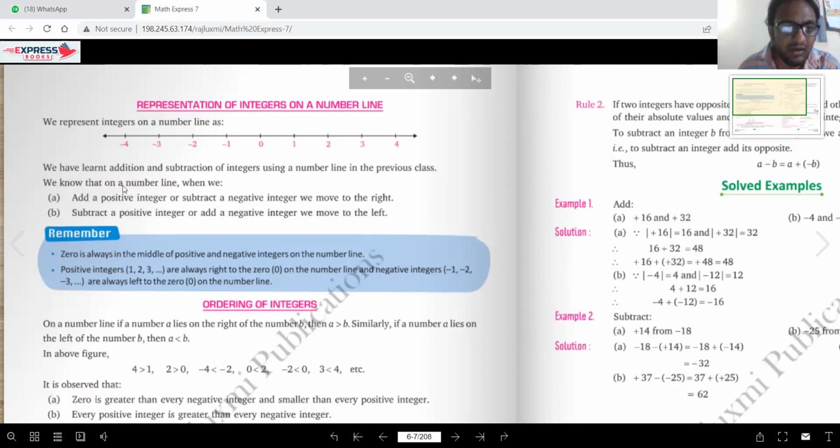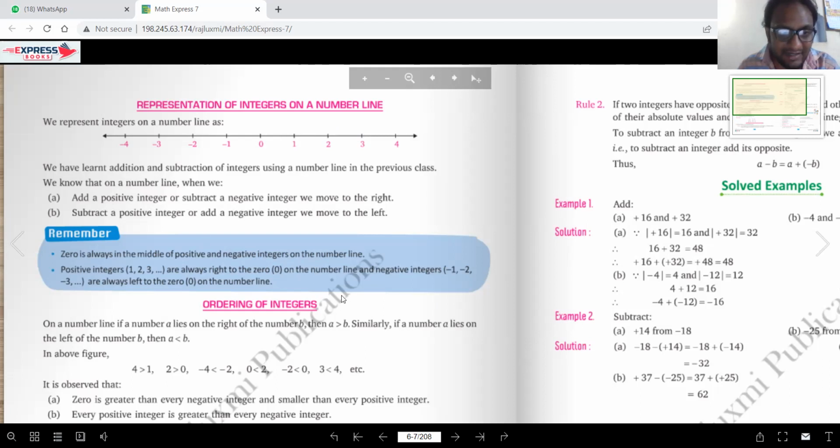We all know that on a number line, when we add a positive integer, we move to the right, and when we subtract a positive number, we move to the left. This is the basic idea. Suppose I am standing at one and I want to add two, that means we have to move two steps, from one to two and two to three. Similarly, if I am standing at three and I subtract two, we have to move to the left: three, two, one. We have to move to one.